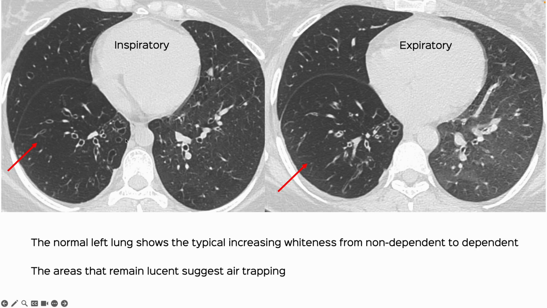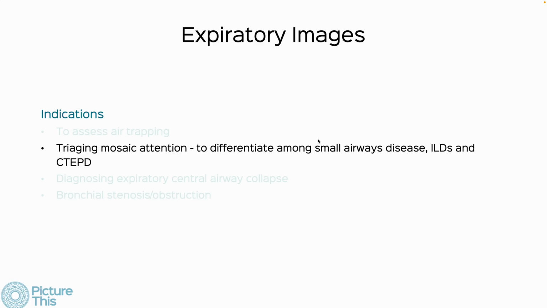So look at this patient, right? Increased lucency, paucity of vessels, bronchiectasis, right middle and lower lobes remains the same on expiration. But the left lung, which is normal, shows that gradient of increasing whiteness that we always want to see. So here it is. Again, the left lung is normal and the right lung shows air trapping. And if this was the entire lung, you could say this is Swyer-James-McLeod syndrome.